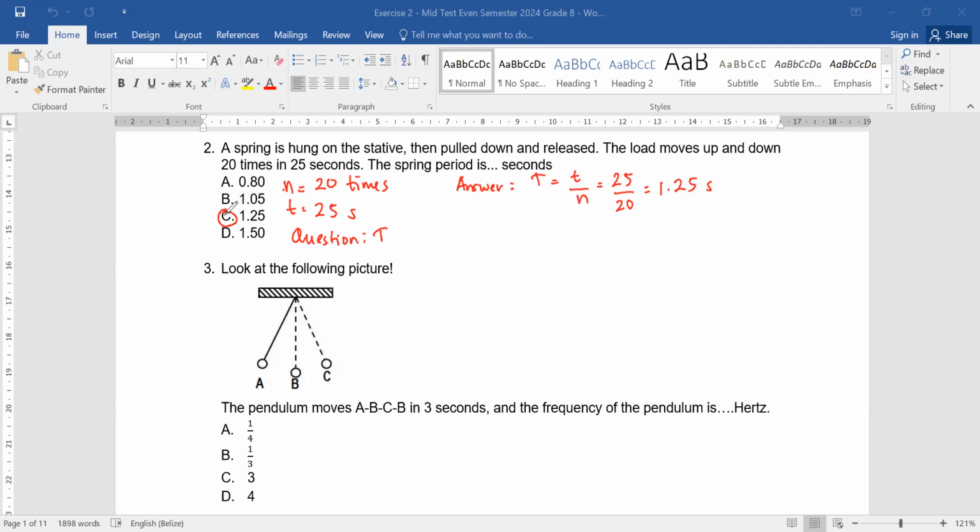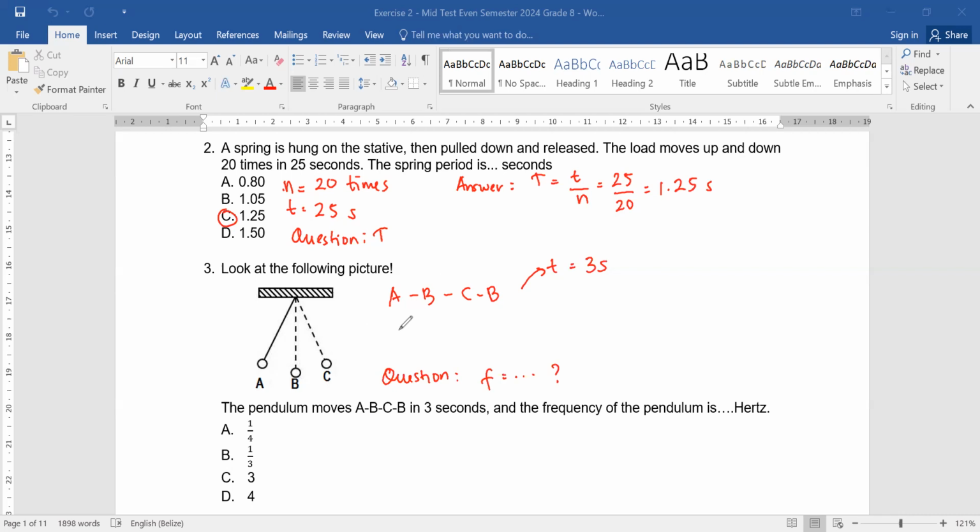And then question number 3, the pendulum moved from A, B, C, B. So from A, B, C, and B, it takes 3 seconds. So here the time is 3 seconds. And then we need to find out what is the frequency. So the question is asking, what is the frequency? Okay, how do we count the frequency? We must first know what is the number of vibrations that we have if it moved from A, B, C to B. All right, so we need to know what is one vibration.